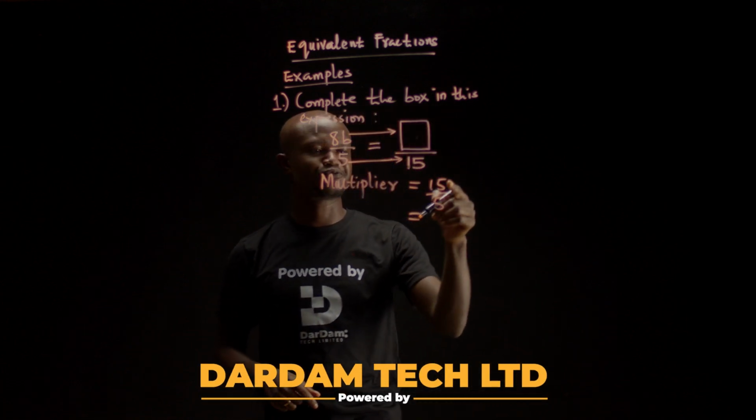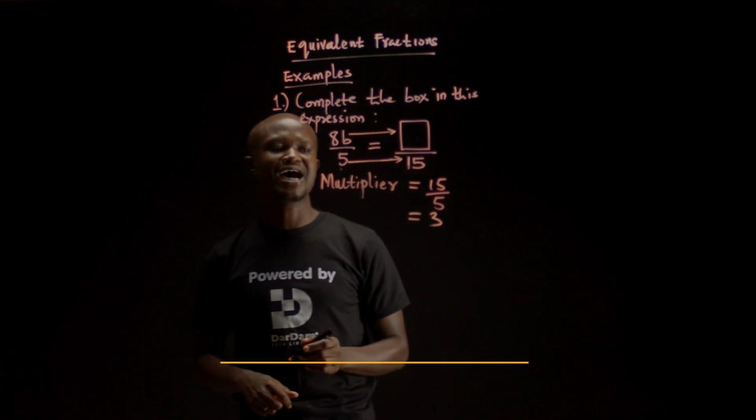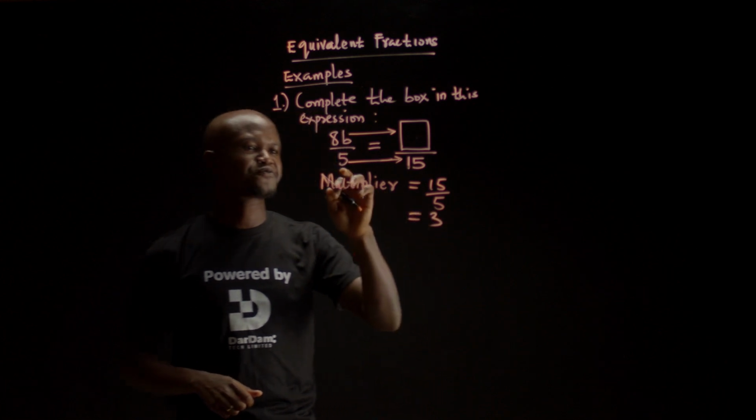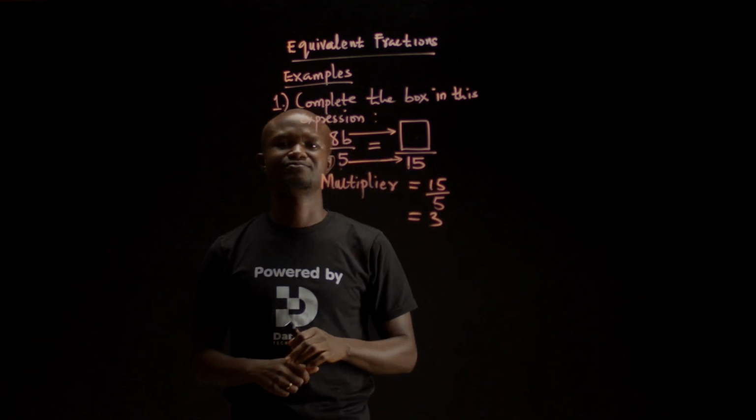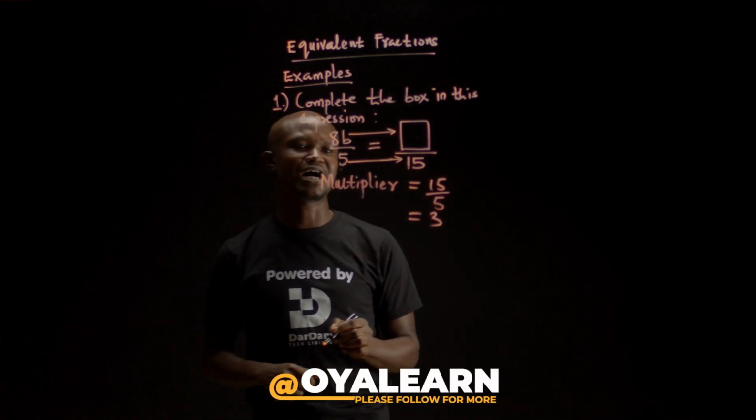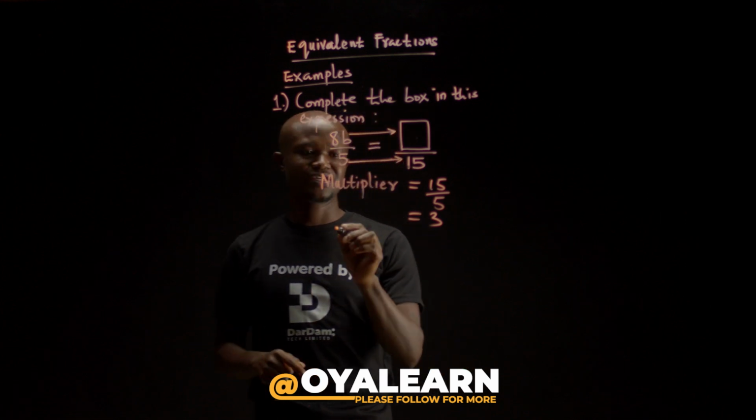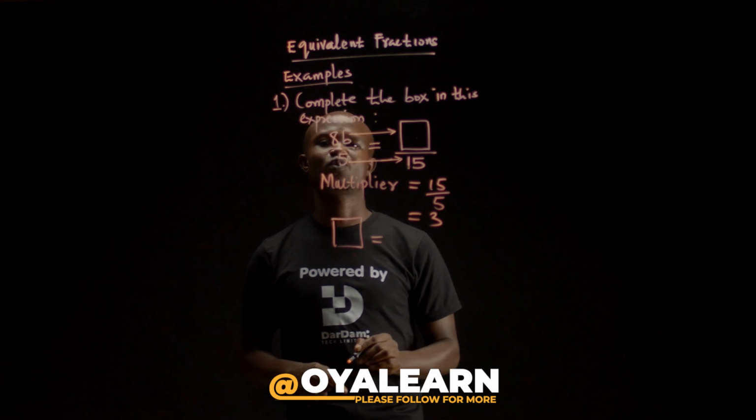So in this case, 15 divided by 5, what do we have? That is 3. Now, let's check it out. 5 times 3, what do we have? That is 15. It means for us to have the value inside the box, what are we going to have? It means the box will be equal to what? What do we have in the box?